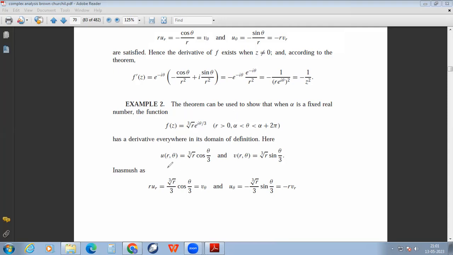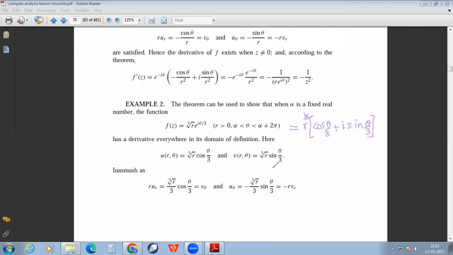So we mention what our u is, because what will be our function then? Cube root of r is there, no doubt. So r raised to 1/3. And in the bracket, what I'll write is cos of theta by 3 plus i times sin of theta by 3. So you are watching, your u is cube root of r cos of theta by 3 and v is the sine part.